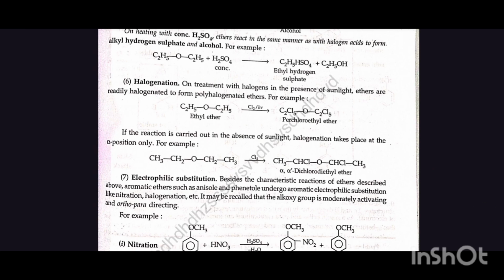Sixth, halogenation. On treatment with halogens in the presence of sunlight, ethers are readily halogenated to form polyhalogenated ethers. For example, C2H5OC2H5, ethyl ether, in the presence of Cl2 and light gives perchloro ethyl ether. If the reaction is carried out in the absence of sunlight, halogenation takes place at the alpha position only. For example, CH3OCH2CH3 in the presence of Cl2 in the absence of sunlight gives alpha, alpha-dichloro dimethyl ether.